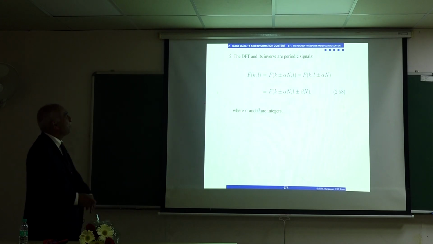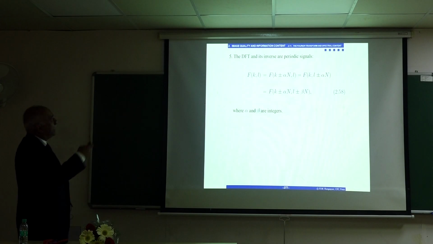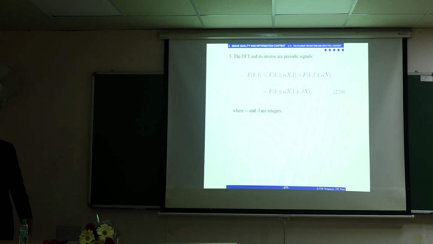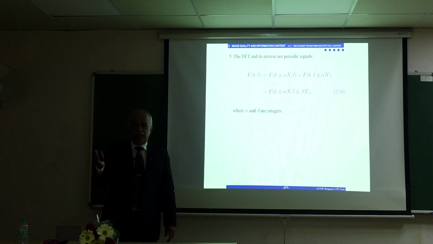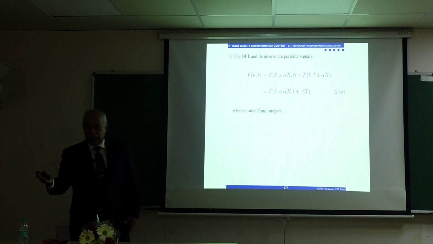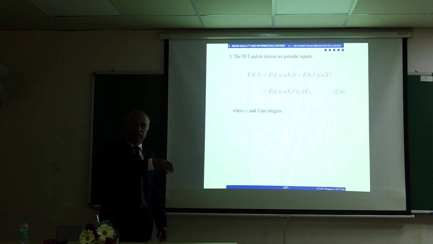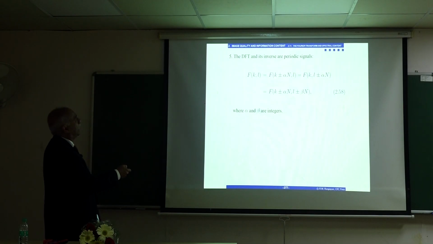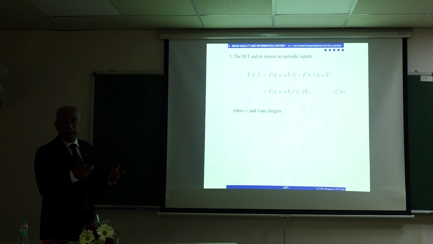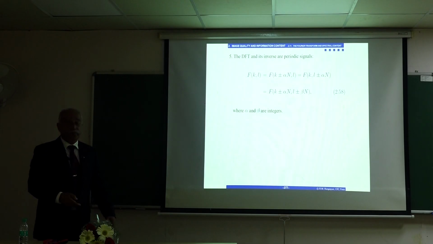The DFT and its inverse are periodic signals. When you sample a signal, there is periodicity in the frequency domain. When you sample the spectrum, there is periodicity in the input domain, time or space. So F(k,l) is F(k plus or minus alpha N, l). Alpha is some factor, N is the size. So there is repetition, and you can write it in one of the dimensions or both dimensions.